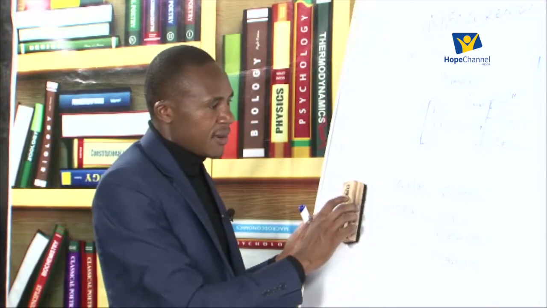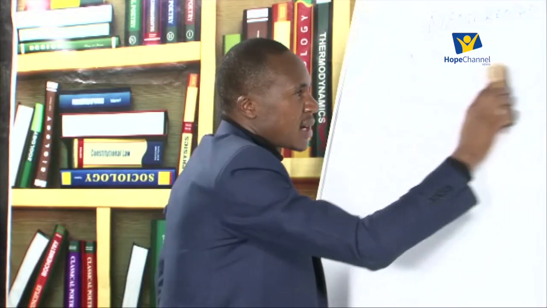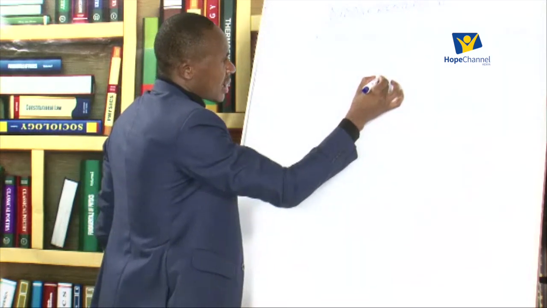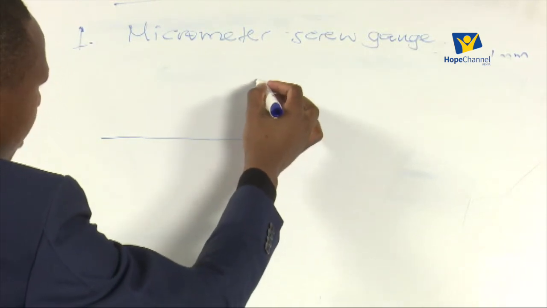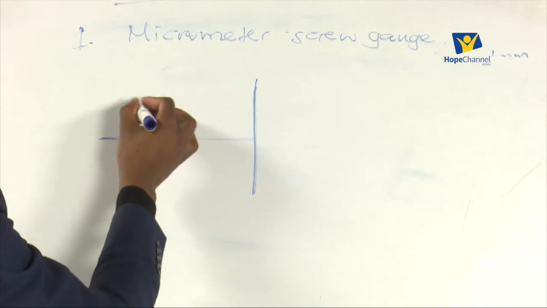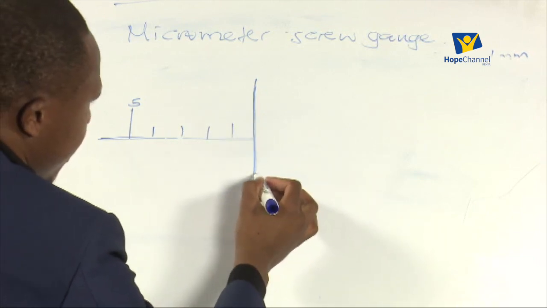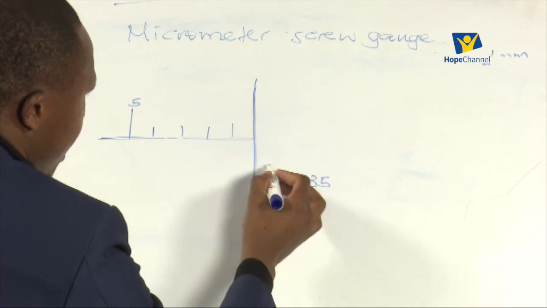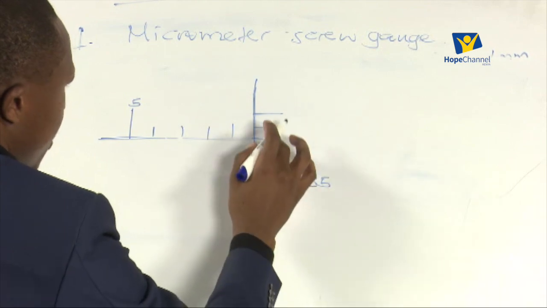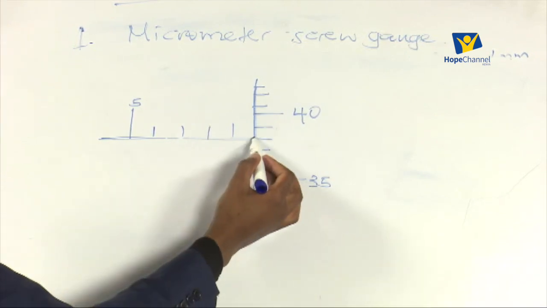Let me have this example for us. Obtain the reading that is displayed by the micrometer screw gauge scale shown below. Now suppose we have a micrometer scale like this one here. So I'm going to have only these two parts. This one is the main scale. So we have a 5 here. Then we have 1, 2, 3, 4. And then I have say 35. Then this is 1, 2, 3, 4, 5. 1, 2, 3, 4. This is 40. Then there could be more divisions, but those are not important. We are only interested with this division here.